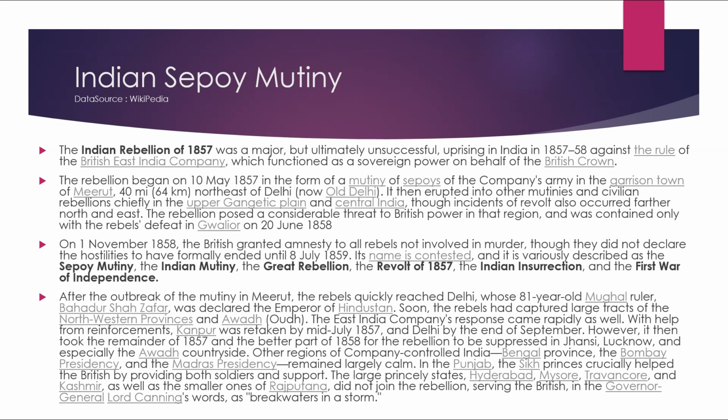Other regions of company-controlled India, the Bengal province, the Bombay Presidency, and the Madras Presidency, remained largely calm. Punjab and the Sikh provinces crucially helped the British by providing both soldiers and support. The large princely states Hyderabad, Mysore, Travancore and Kashmir, as well as the smaller ones of Rajputana, did not join the rebellion, serving the British. Governor-General Lord Canning described them as breakwaters in a storm.